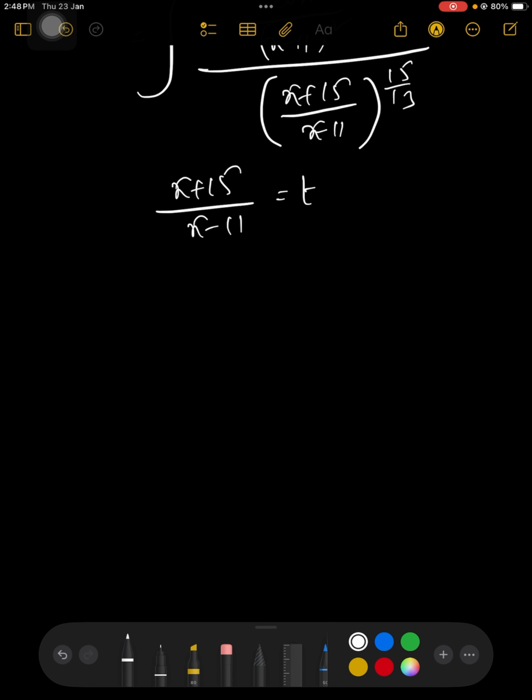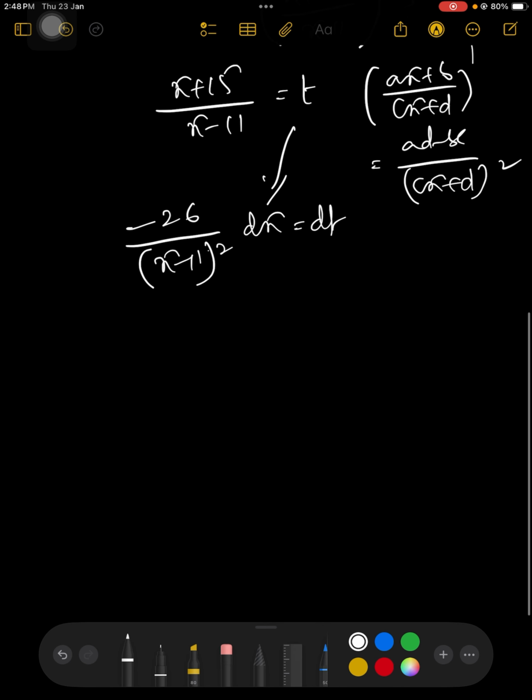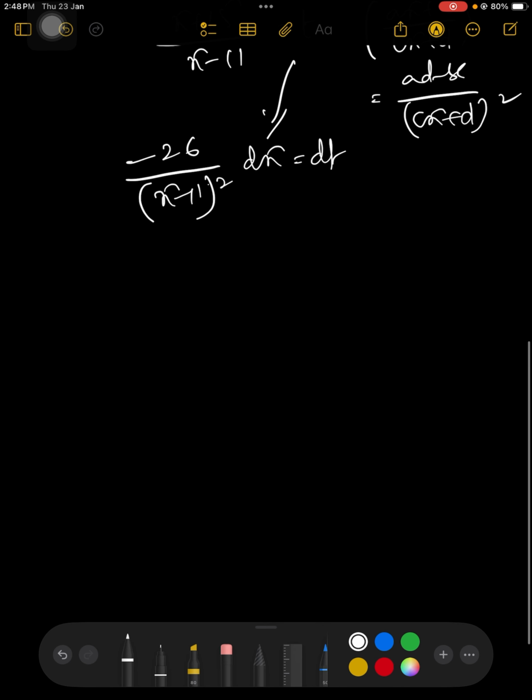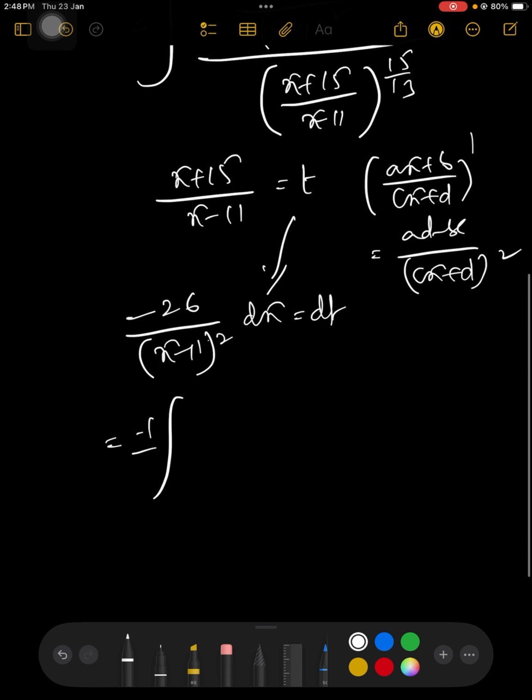Now the differentiation of (ax + b)/(cx + d) is (ad − bc)/(cx + d) whole square. So it is (ad − bc) = −26 by (x − 11) whole square dx equals dt, if we do the differentiation. So dx by (x − 11) whole square equals dt by −26. So that it is −1/26 times dt by t power 15/13.